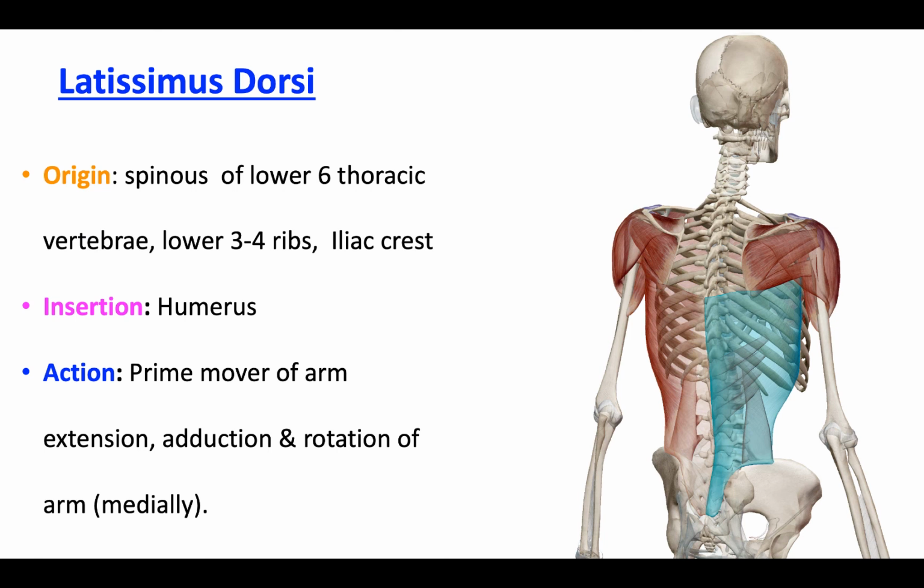This muscle is the one that just wraps all the way around your back. It is the biggest muscle in the body. Okay, now the origin is at the spinous process of the lower 6 thoracic vertebrae. Okay, the lower 6 thoracic vertebrae means 6 through 12, right? And the lower 3 to 4 ribs.